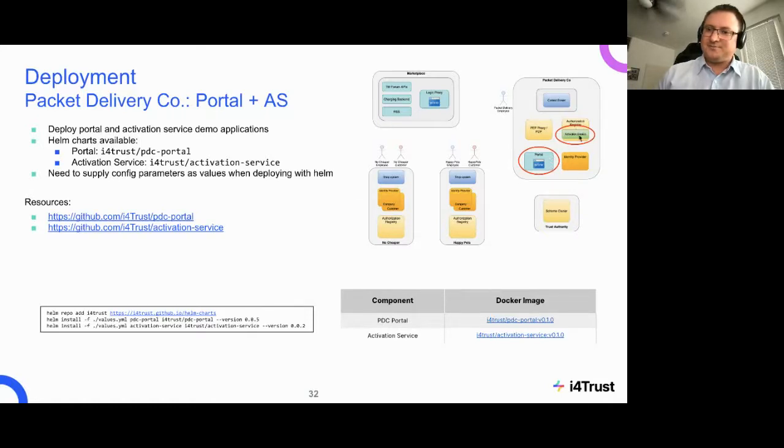Then there were two extra applications specifically implemented for this demo. On the one hand, this portal. If you want to use that, it's also publicly available on GitHub under the i4Trust organization. Also, this activation service, which is needed when the marketplace should be able to create policies at the registry of the service provider. For those, there are Helm charts provided under the i4Trust organization to deploy them on Kubernetes, and also these Docker images are available under the i4Trust organization.